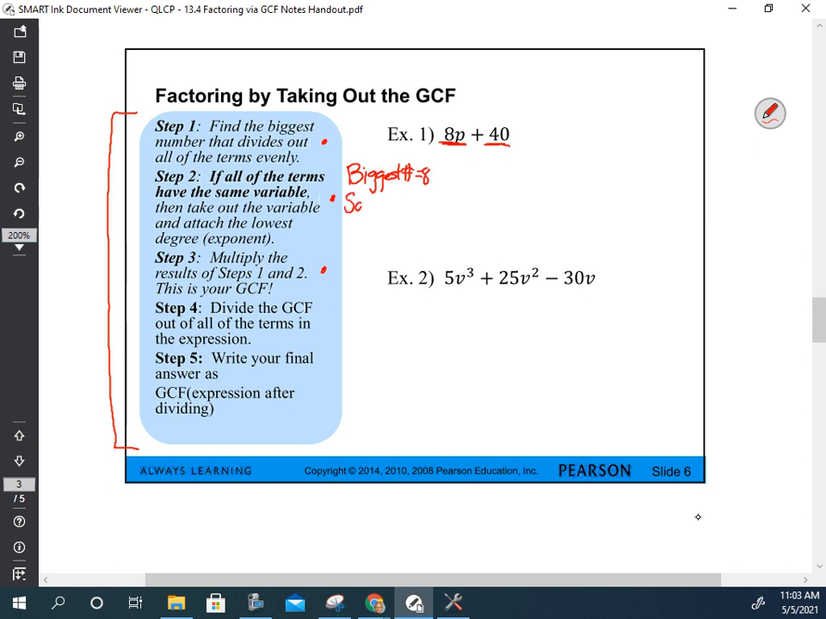Do they have the same variable? No. Eight has the letter P in it, but the 40 doesn't. So unless they both have it, you can't take it out. So your greatest common factor is 8.